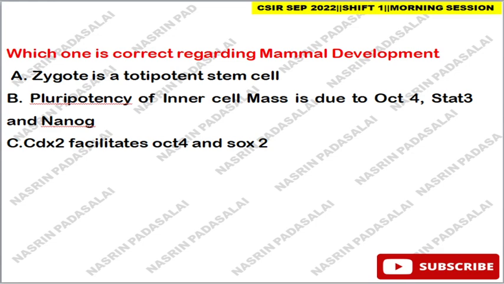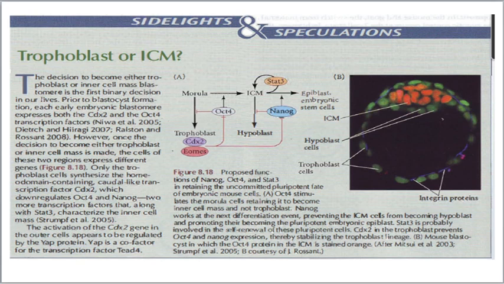Next, pluripotency of the inner cell mass is due to OCT4, STAT3, NANOG. OCT4, STAT3, NANOG and CDX2 are all transcription factors. If you remember the diagram given in the Gilbert book, page number 302, it will be easy. This diagram tells about the proposed function of NANOG, OCT4 and STAT3. OCT4 stimulates the morula cells to retain their fate to become the inner cell mass and not trophoblast. NANOG works at the next differentiation event, preventing the inner cell mass cells from becoming hypoblast and promoting their becoming the pluripotent embryonic epiblast.